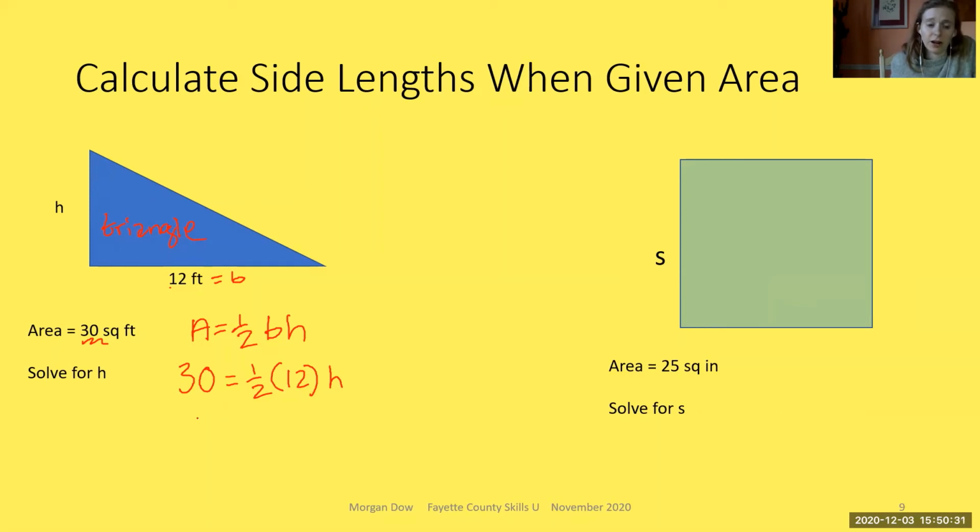We can go ahead and figure out 1/2 of 12. So 1/2 of 12 is 6. So now I have this equation where 30 is equal to 6 times H. Now you might know off the top of your head that H has to be 5, right? 6 times 5 gives us 30. But if you're not sure, then you would use division to figure it out. 30 divided by 6 will give us an answer of 5. H is 5 feet.